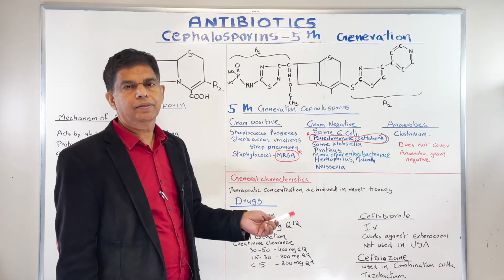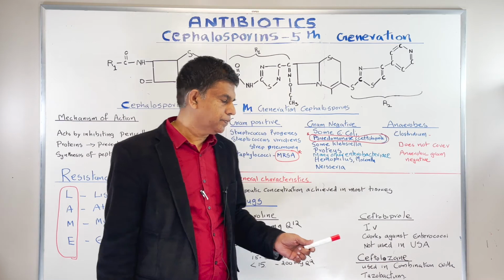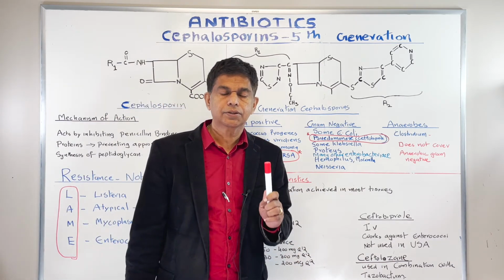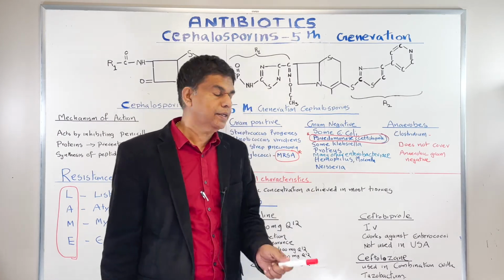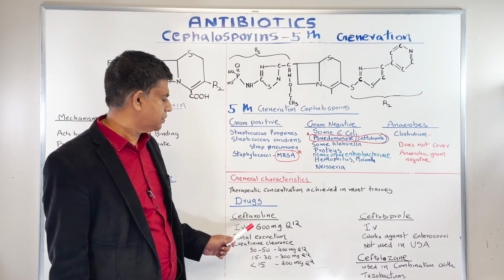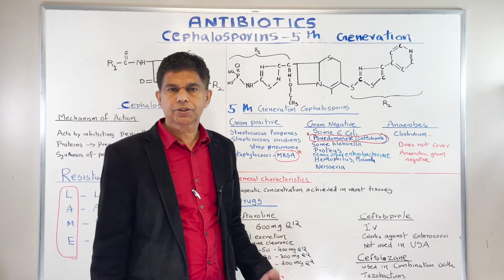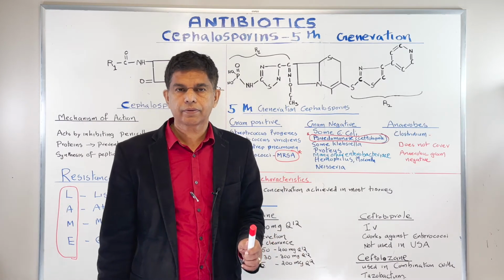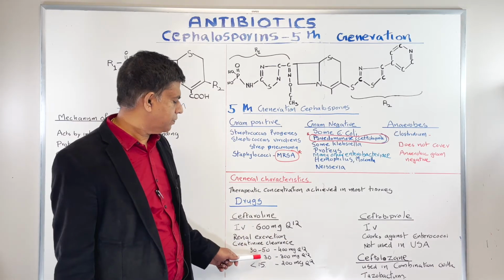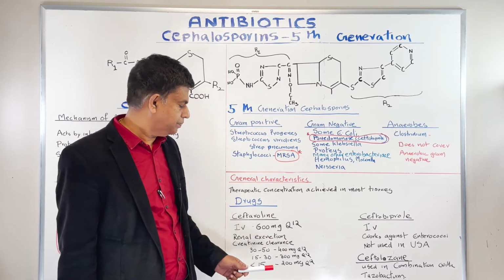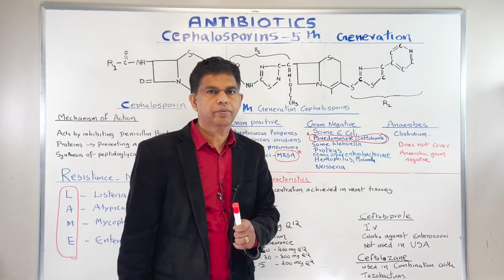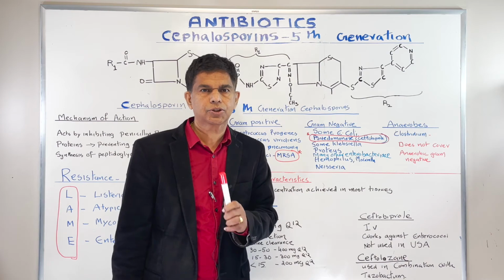Now, let's look at the general characteristics. Therapeutic concentration, again, is reached in most of the tissues. The number 1 drug we need to know, the prototype of 5th generation cephalosporin, is ceftaroline. It's given IV 600 mg Q12 hours, renally excreted. Make sure you adjust the dose in renal impairment. You always look at the creatinine clearance. If the creatinine clearance is 30 to 50, you get 400 mg Q12. If it is 15 to 30, you get 300 mg. And if it's less than 15 creatinine clearance, you only give 200 mg. So remember, it's renally excreted.